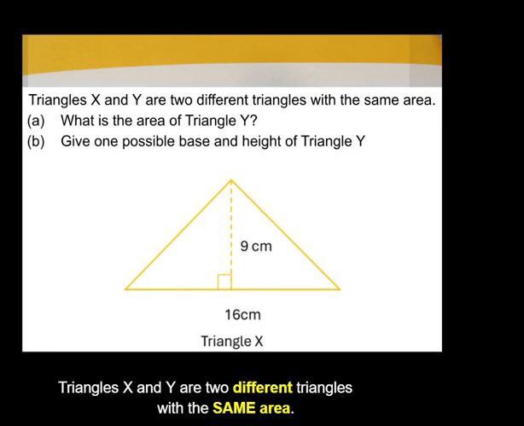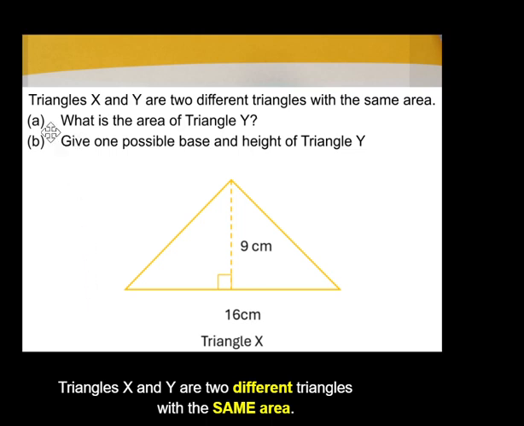Hi, let's look at this question together. Triangle X and triangle Y are two different triangles with the same area. What is the area of triangle Y? And B, give one possible base and height of triangle Y.